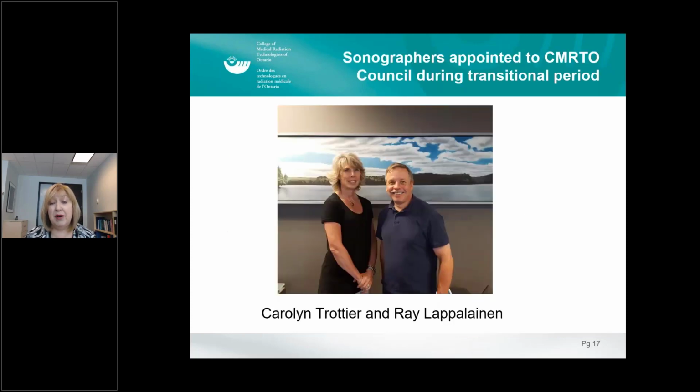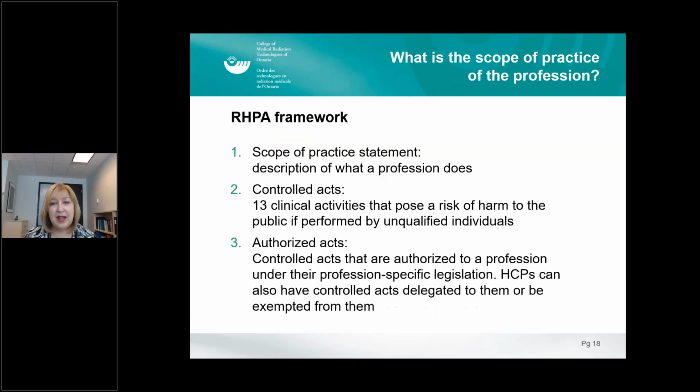Carolyn Trottier and Ray Lapalainen are the 2 sonographers who have been appointed to our council during the transition period. So they've been attending all the meetings since September and are fully versed on all the issues and helping council guide us through the whole process of bringing sonographers in.